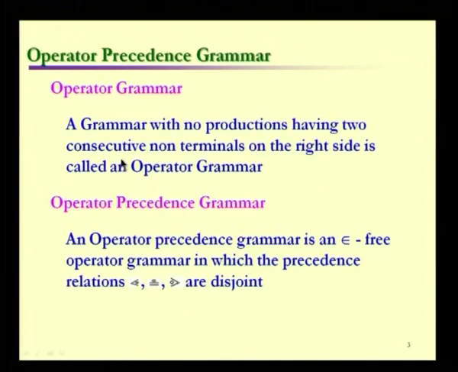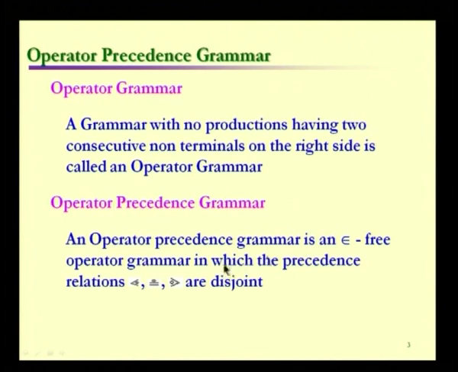We shall see how the operator grammar is used for constructing the operator precedence parser, which will be used for parsing the string with the help of precedence information. Let us see what the meaning of operator grammar is first. A grammar with no production having two consecutive non-terminals on the right hand side is called an operator grammar. A precedence grammar is a grammar with no epsilon production.